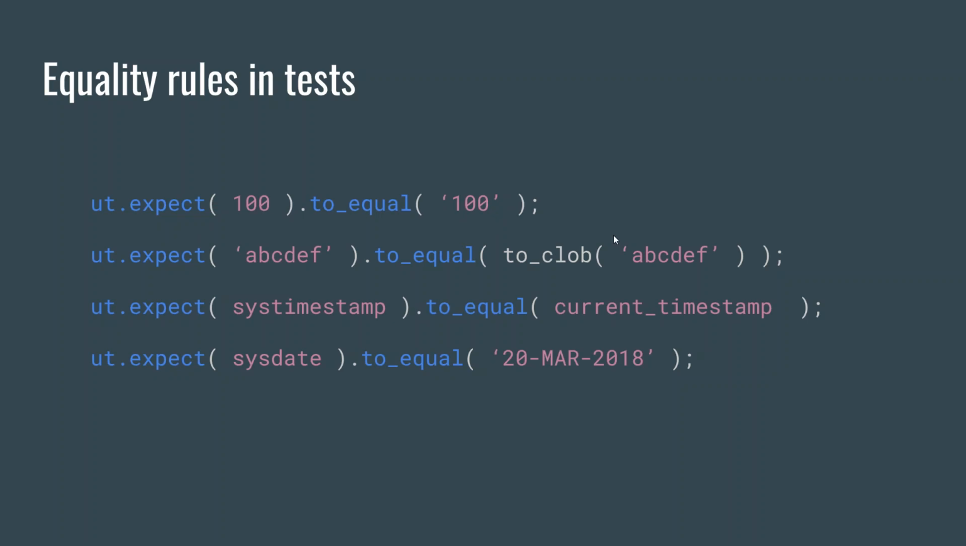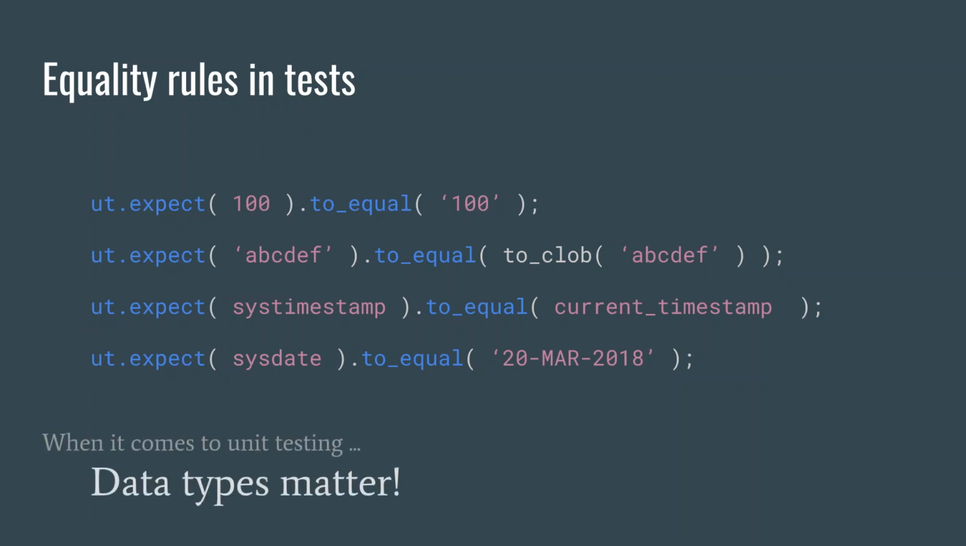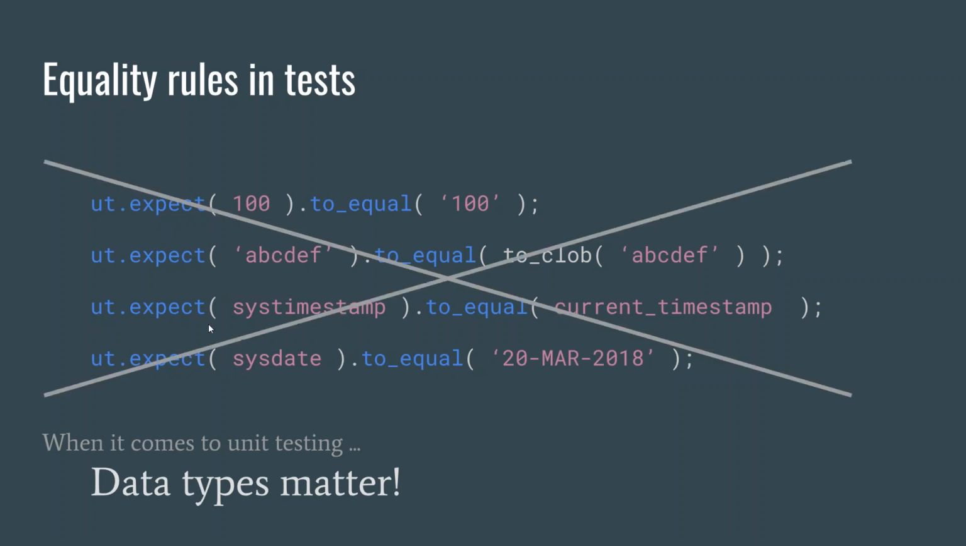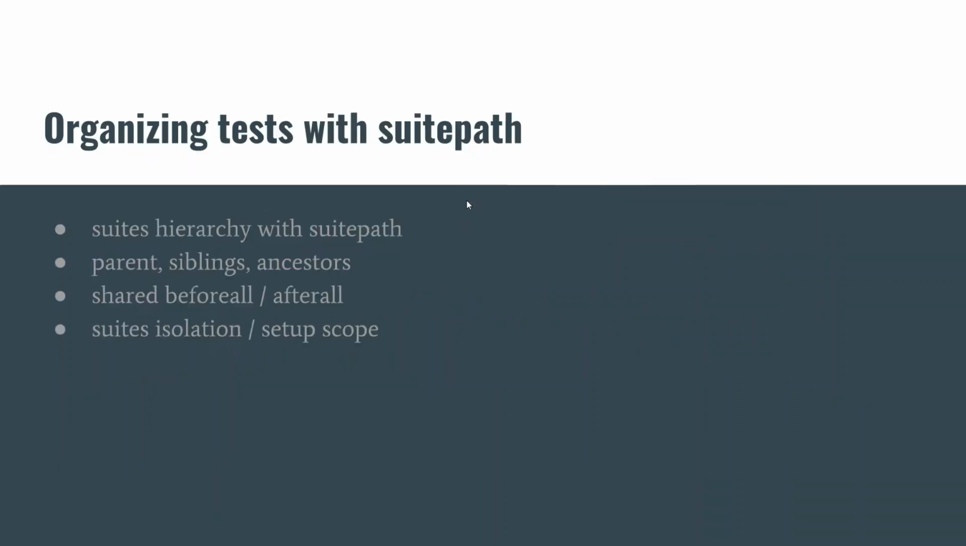They are handled differently. And a timestamp without time zone and a timestamp with time zone is different. So when it comes to unit testing, we say data types matter, and those comparisons are not valid. So we will say, well, this is not true, and the test will fail. So 100 is not a 100 string. So let me go quickly through organizing tests into suites.